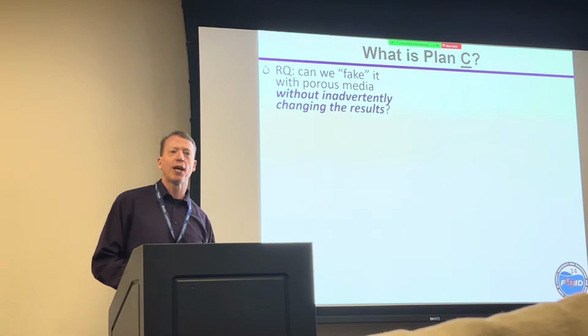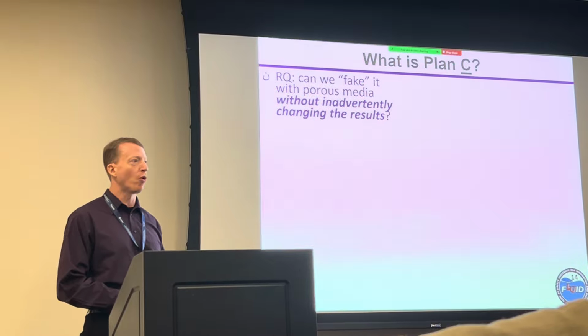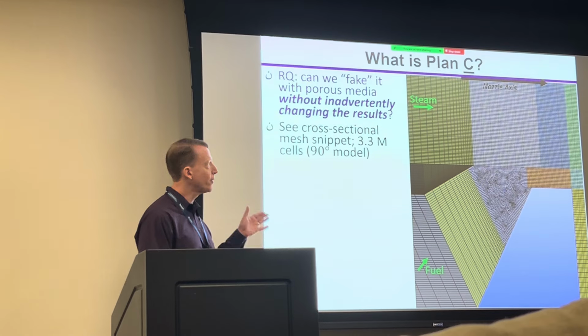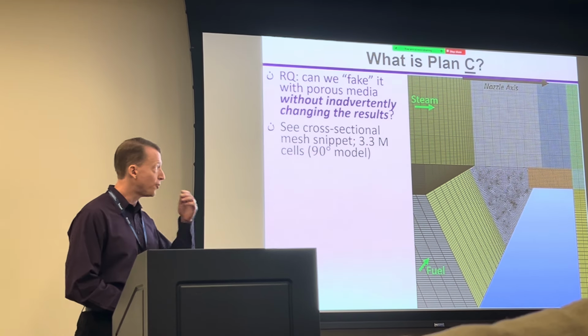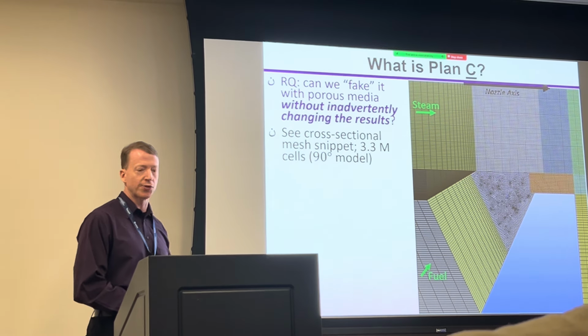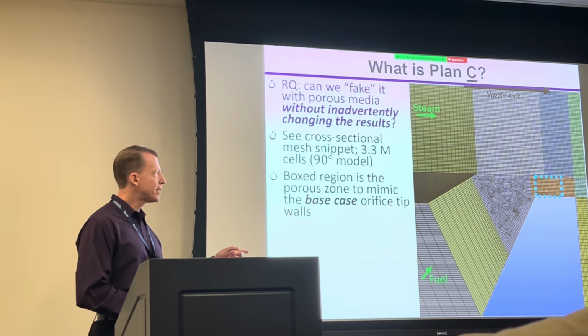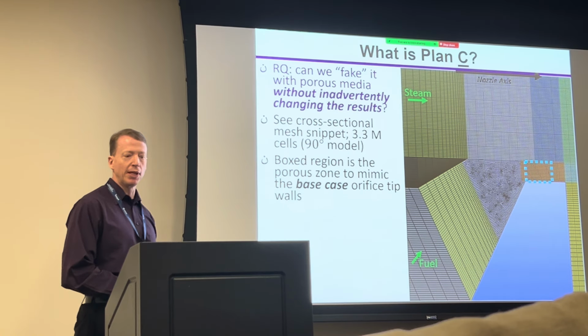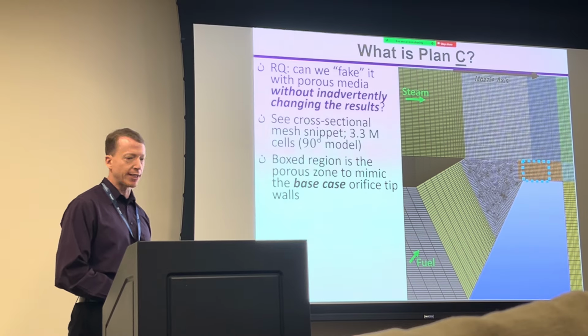Research question is, can we fake the system? Can we fake a wall with porous media to augment this process? So here's a cross-cut of a mesh, flows from left to right, three-dimensional with this 2D slice, 3.3 million cells for this 90-degree model. And this is the region where I've got a porous media implanted. And I'm going to be considering that as my base case orifice size.